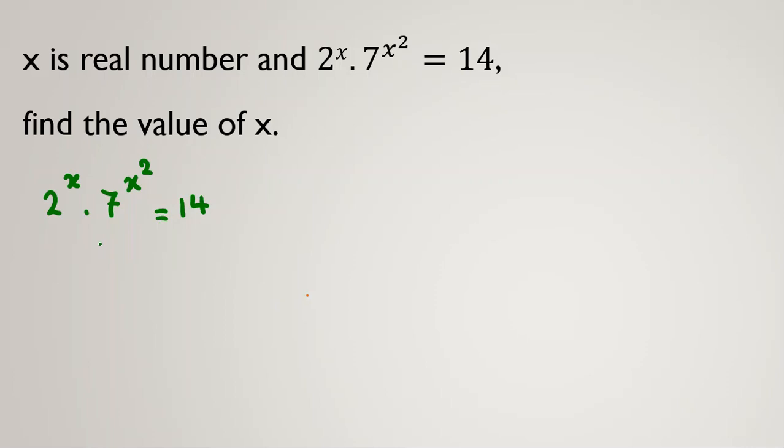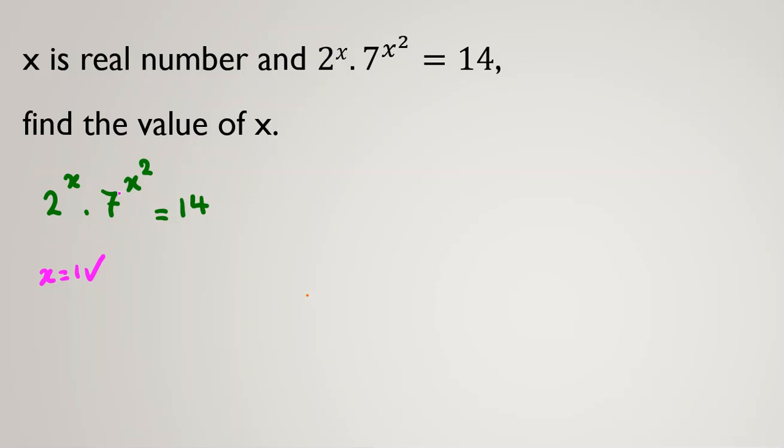So let's see, can we find some answer just by replacing? 2 times 7 is 14, so 1 works. If you replace x with 1, it will be 2 times 7, 14. But if you want to solve this problem completely and check whether we have any other answer, we will see we have also other answers. We should solve this completely because x is in the power.